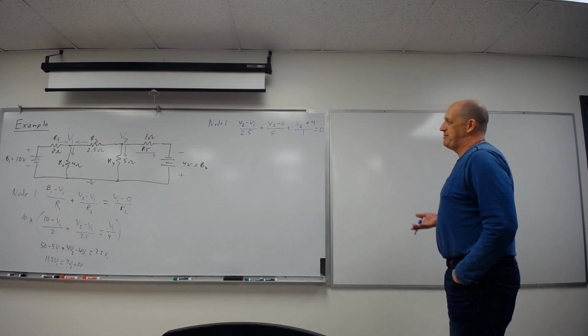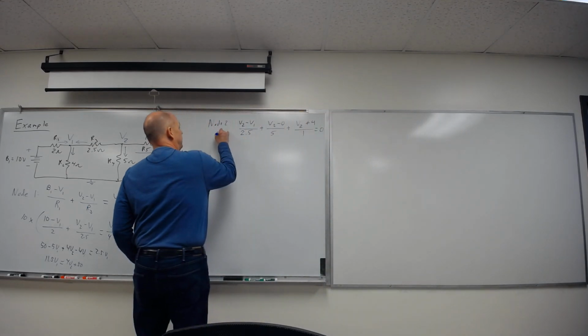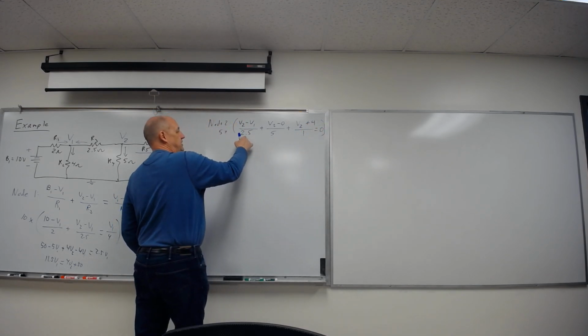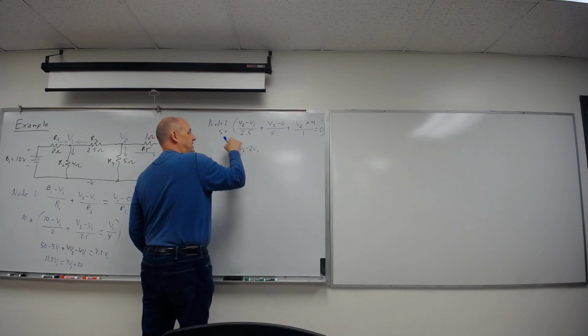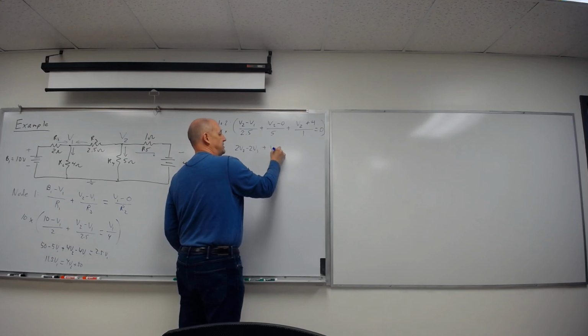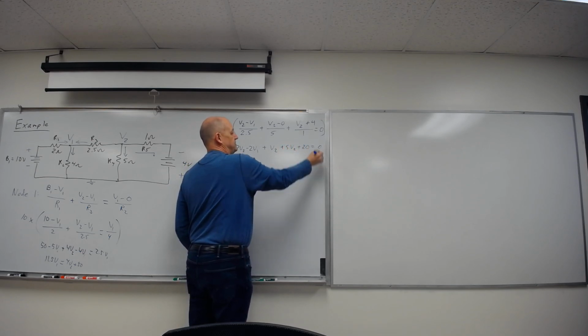All right, now I'm going to multiply by 5. So I'll take 5 times all this. So 5 divided by 2.5 is 2. So I get 2V2 minus 2V1. 5 divided by 5 is 1. 0. All right, 5 divided by 1 is 5. 5 times 4 is 20. 5 times 0 is 0.